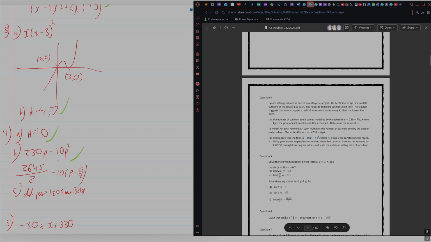And then this question, you just say the old revenue is this, then you find the new revenue, and then you say that there's a change. The change in revenue is £122.5.